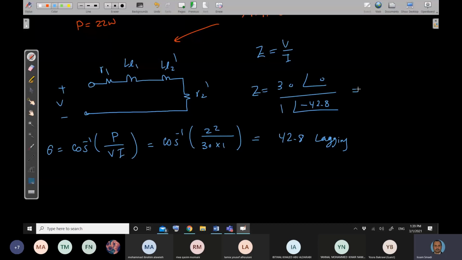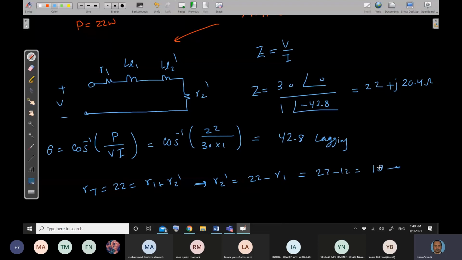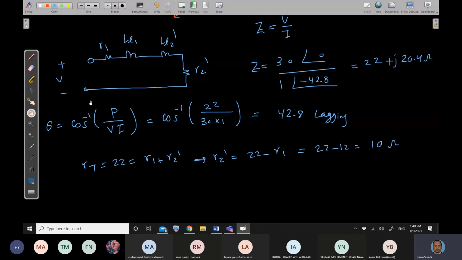Now if I do the math, I will find this one equals 22 plus J20.4 ohm. Now R total is equal to 22, which equals R1 plus R2 dash. So simply I can find R2 dash, which equals 22 minus R1, and I think 22 minus 12. So in this case, it will be 10 ohm. The same thing, I can find the L dash.